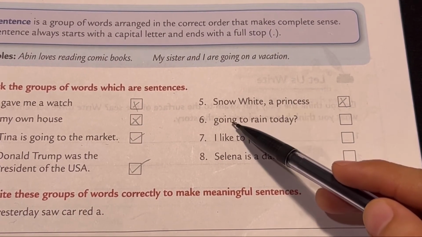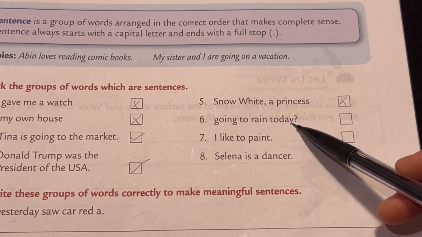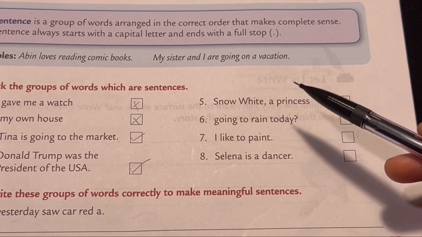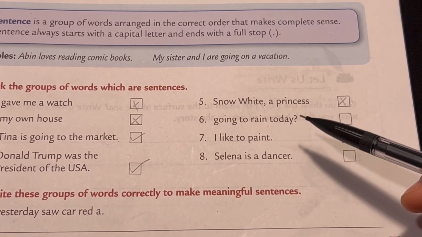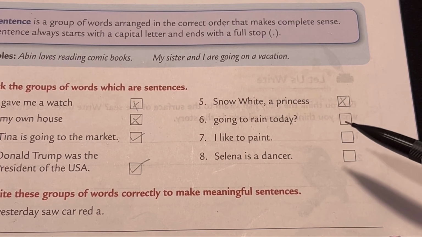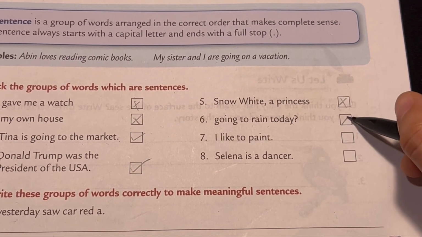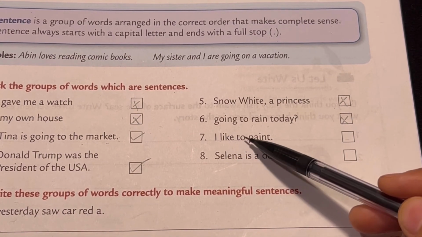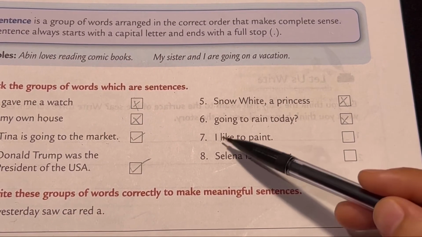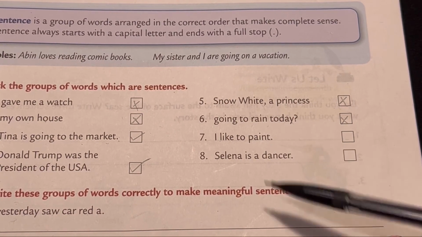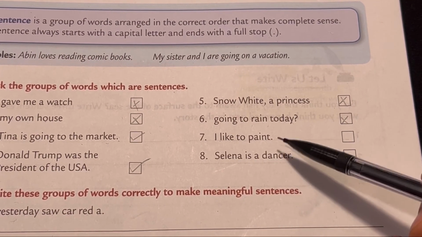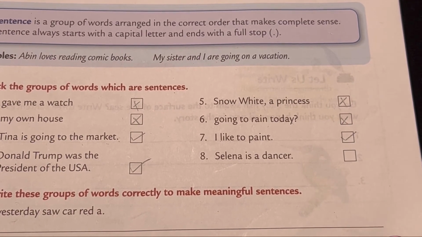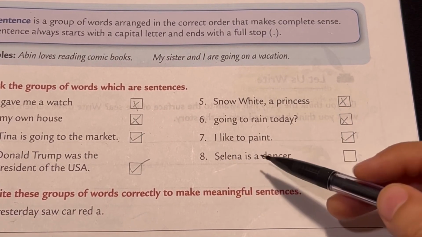See this one. Going to rain today. What is it? Nothing. Going to rain today. Only some group of words. Incomplete it is. We do not get any sense through this. Okay, so cross it. Now see the seventh one. I like to paint. Now it has some meaning. It makes complete sense. It begins with a capital letter, ends with a full stop. So it will be a sentence. Put a tick. See the last one.